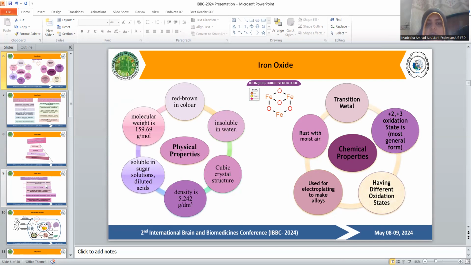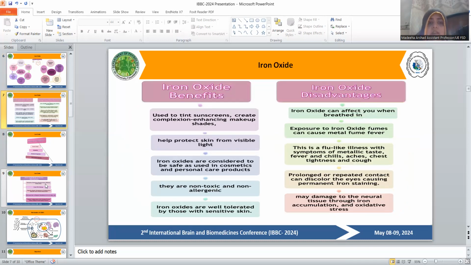It has a cubic crystal structure, and its density is 5.42 gram per decimeter cube. It is soluble in sugar solutions and diluted acids. Its molecular weight is 159.69 gram per mole. Chemically, iron is a transition metal with plus 2 and plus 3 oxidation states, and having different oxidation states is used for electroplating, to make alloys, and it rusts with moist air.